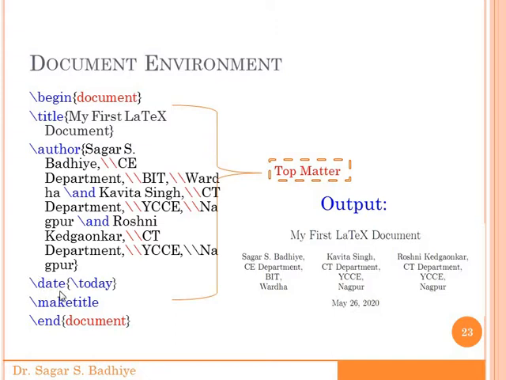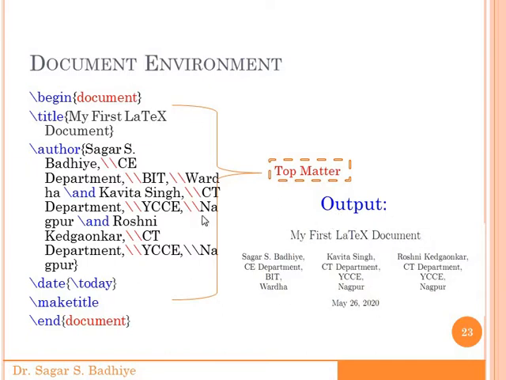There is a command \date, and within curly braces you can write today's date. The \today command is used to write the current system date, or you can write whichever date you want over here. So \today will take the current date of the system and print it on the output. Then finally there is a \maketitle command. Unless you write the \maketitle command, the above part won't be executed. When this part is executed, the title is created and the output appears like this, as shown on the output.